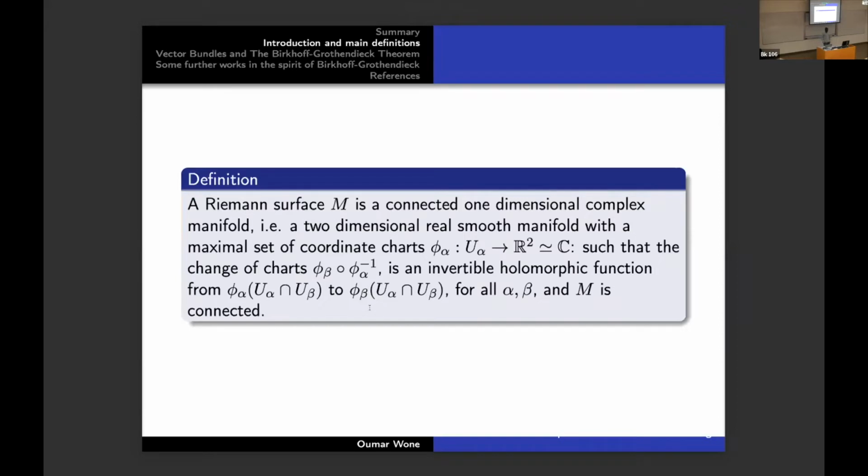So I will start with the definition. A Riemann surface for us is a connected one-dimensional complex manifold, i.e. a two-dimensional real smooth manifold with a maximal set of coordinate charts, phi alpha from U alpha to R2, such that the change of charts is an invertible holomorphic function from phi alpha of the intersection U alpha U beta to phi beta of the intersection U alpha U beta for all alpha and beta, and M is connected.